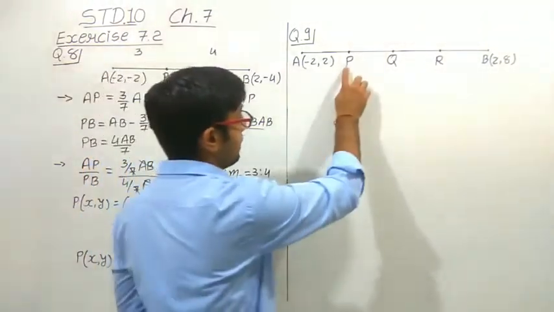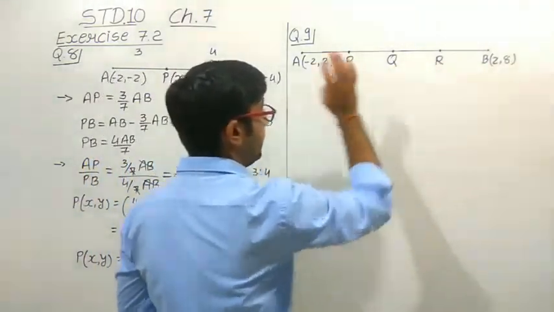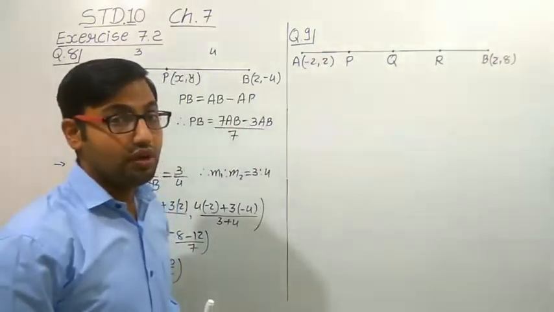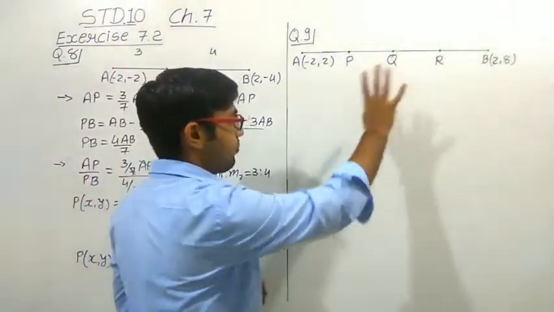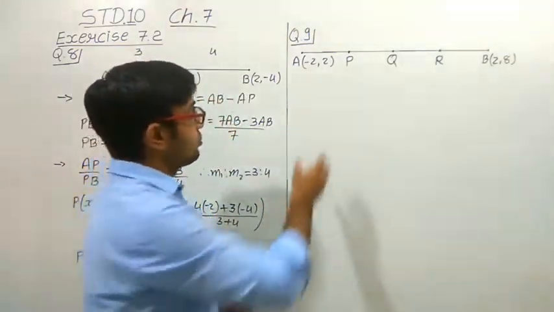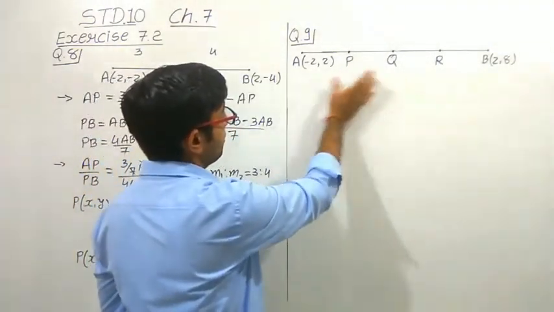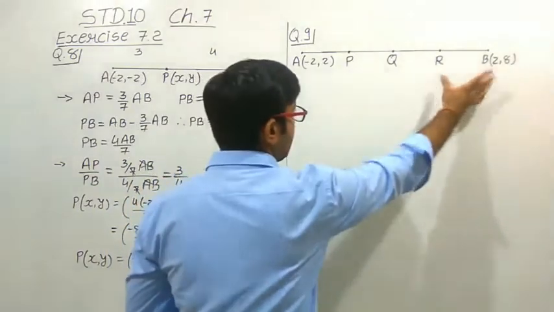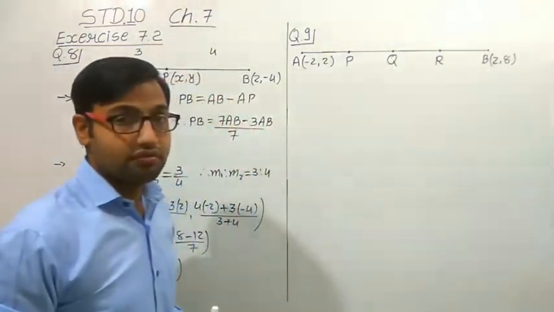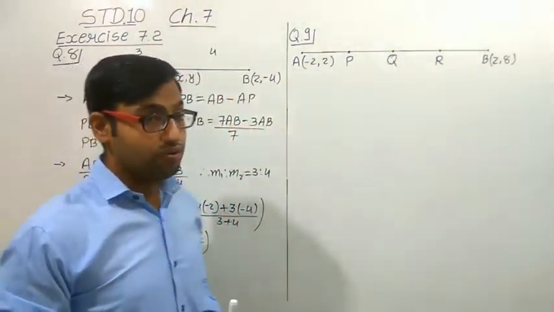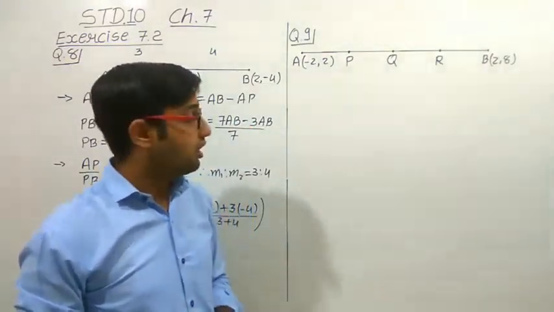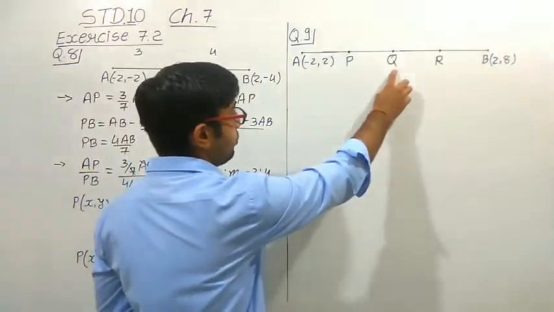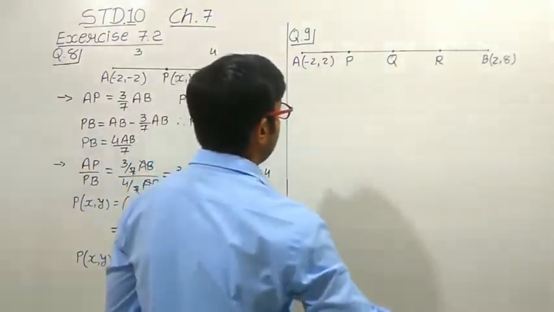So how many points do we get? 1, 2, and 3. Now we know that all the portions are equal, right? So this portion is 1/4, this is 1/4, this is 1/4, and this is 1/4. But here we have to use the formula that we have already studied. What is that formula? Here you can see that Q is the midpoint of A and B.